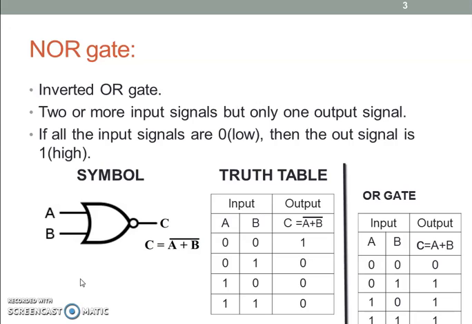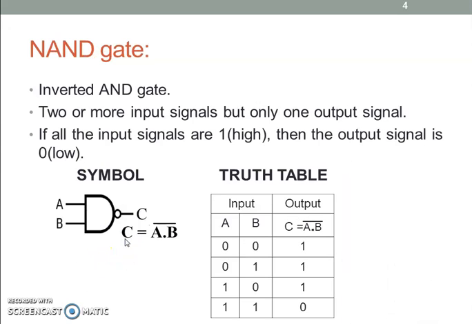The next type of derived gate is the NAND gate. The NAND gate is also called the inverted AND gate, meaning the complement of the AND gate. Here the NAND gate receives two or more input signals and produces only one output signal. If all the inputs are high, in that case the output is low, otherwise the output is high in the case of the NAND gate.